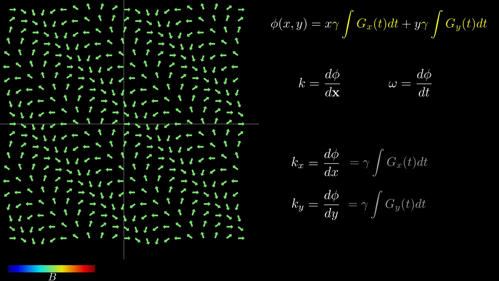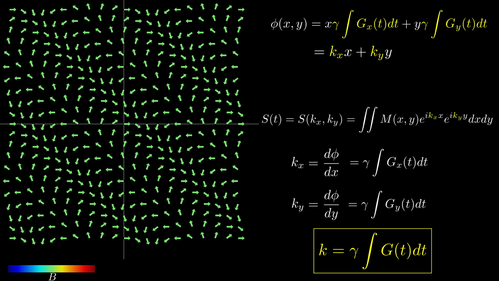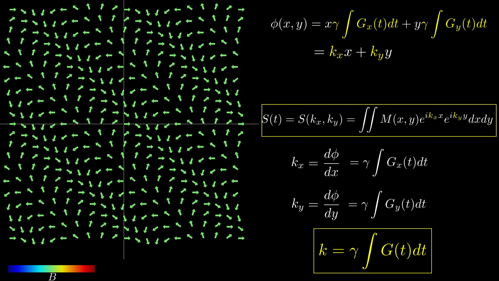Taking these derivatives of phi leads us to these expressions for spatial frequencies kx, ky. Or, in general, a spatial frequency k equals gamma times the integral of a gradient waveform in time. And that's our mathematical connection between gradients and k-space. So from this, we see that our phase at any given location simplifies to kx times x plus ky times y. That means our detected signal as a function of time is in turn a function of kx and ky, our 2D Fourier transform directly connected to our gradients.